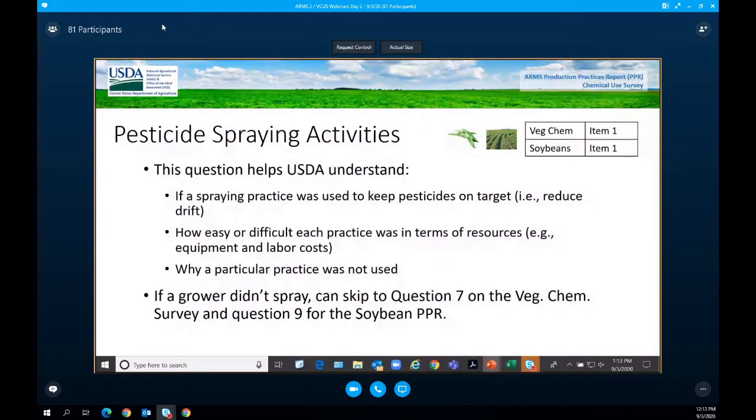So, we'll start by discussing some pesticide spraying activities. What we're trying to understand when we ask this question is what practices growers are using to get pesticide applications on target and to reduce drift. We're also trying to understand how costly and difficult to use these practices are.